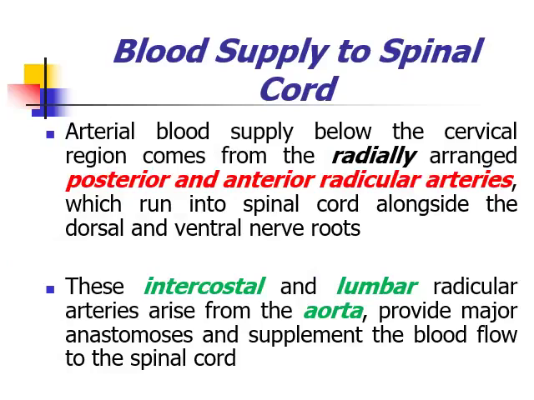The arterial blood supply below the cervical region comes from the radially arranged posterior and anterior radicular arteries. These radicular arteries are considered the segmental arteries that we mentioned in the previous slide. They run into the spinal cord along the dorsal and ventral nerve roots, so they enter in a transverse fashion into each spinal segment along its dorsal and ventral nerves. The intercostal and lumbar radicular arteries arise from the aorta and provide major anastomosis and supplement to the blood flow of the spinal cord.